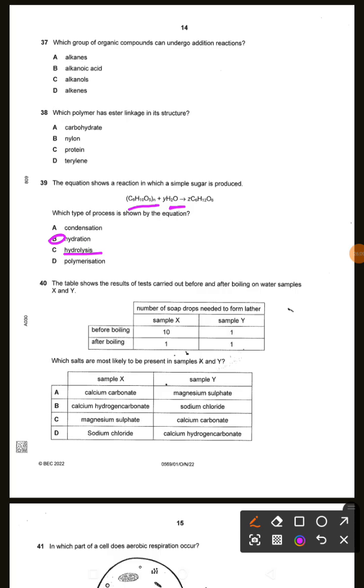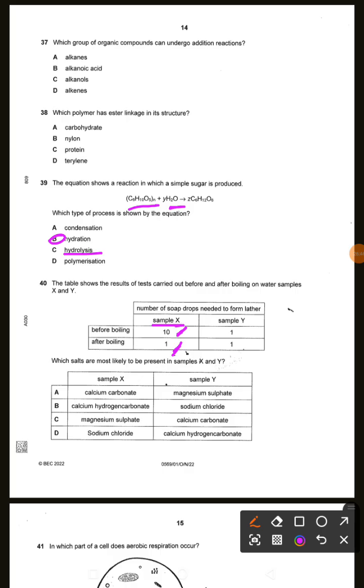Before boiling, sample X we needed 10 drops of soap. Then after boiling we just needed 1. As for Y, we needed 1 at the beginning and we needed 1 after boiling. Which salts are most likely to be present in X and Y? So for X, what do we note there? We know that we have temporary hardness in water here.